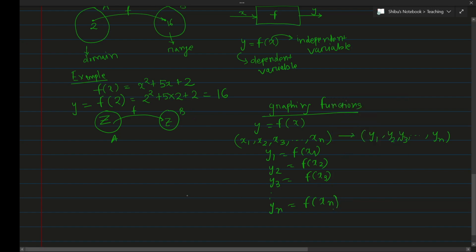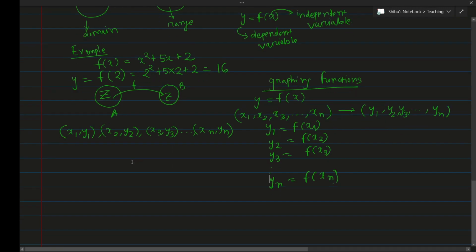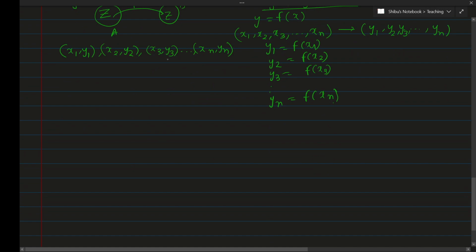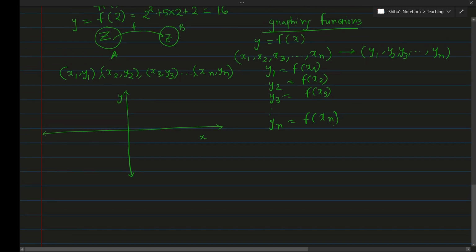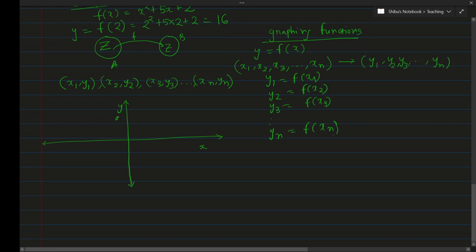Now what we can do is make ordered pairs of these two things: (x1, y1), (x2, y2), (x3, y3), (xn, yn). Now we can plot these points in a 2D plane. Let's say we have this x-axis here. This is our x-axis. This is our y-axis. So the y-axis is our f(x) here.